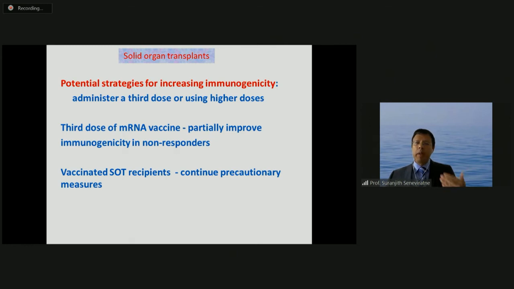And people who are vaccinated, solid organ transplant, including liver transplant, please continue the precautionary measures because vaccination alone is not enough. Vaccination, social distancing, antibodies and oral antiviral agents, those are the 4 things at the present moment with regard to treatment of this group of patients, liver disease patients, gastrointestinal patients.